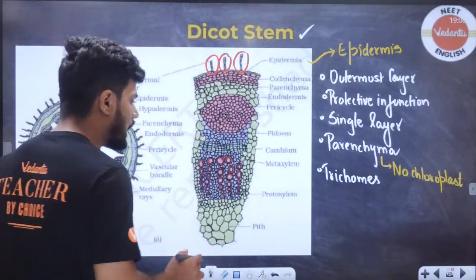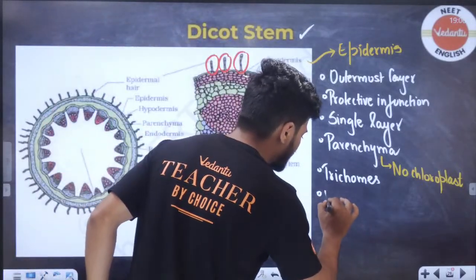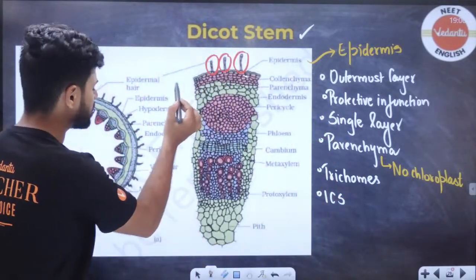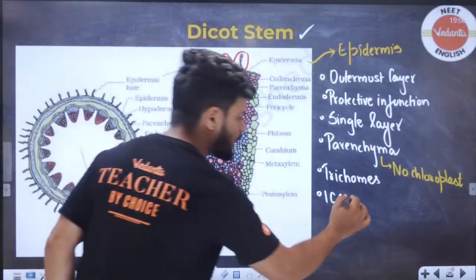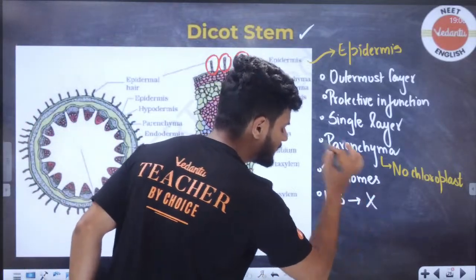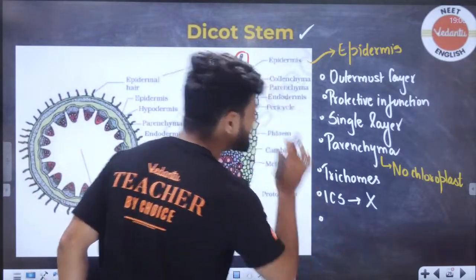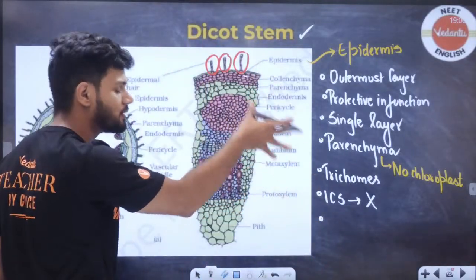Trichome is present. Apart from that, do you see anywhere intercellular spaces? Tell me, yes or no? Any form of intercellular space in a single layer? No. Intercellular space is completely absent here. Apart from that, in this particular stem, it is a stem on the outside, dicot.